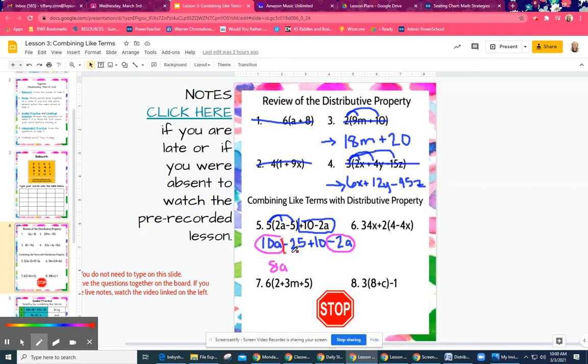Then we have negative 25 plus 10. I can combine those. It'd be negative 15. So you're going to put minus 15. And this would be your final answer on this question.